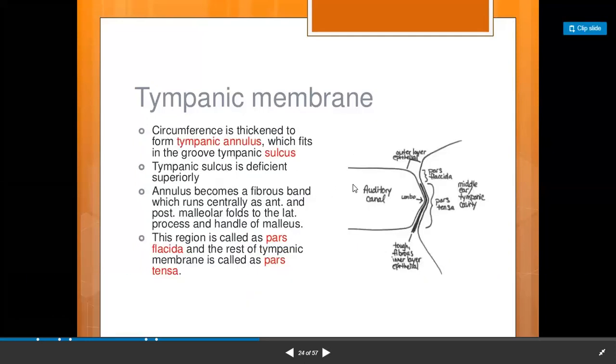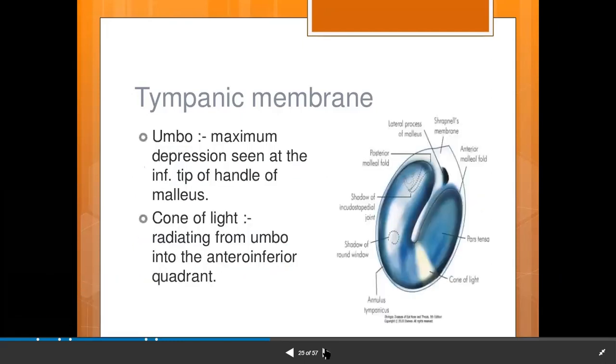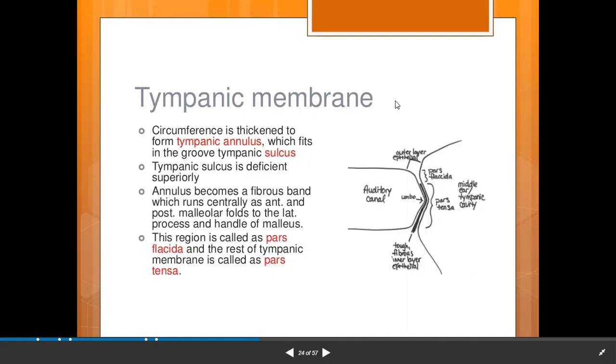Tympanic membrane. So the circumference, see here. See, this is the auditory canal, that is the external auditory meatus, and this is the tympanic membrane which has been drawn. The circumference is thickened to form the tympanic annulus. That means the place where it is fixed in the ear, that area is the tympanic annulus, which fits in the groove called the tympanic sulcus. The tympanic sulcus is deficient superiorly. Okay, so we will try to see some better pictures.